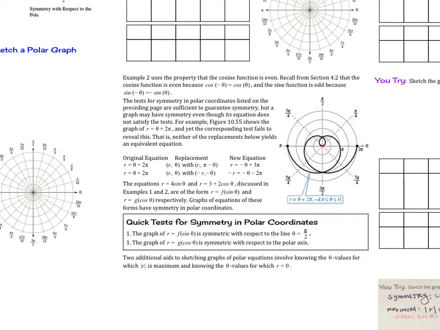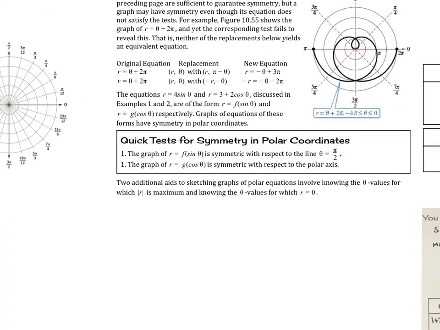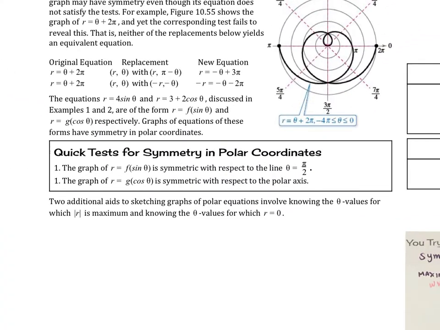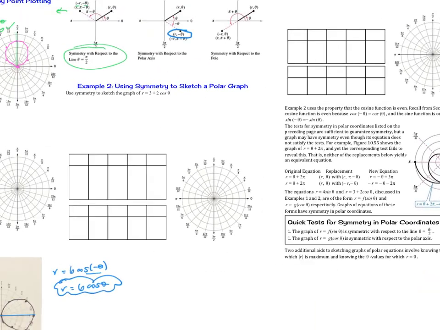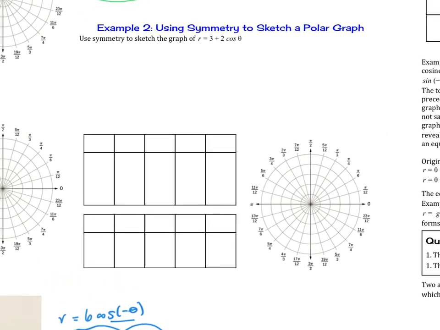Now, what I want you to notice is that the equations r equals 4 sine theta and r equals 3 plus 2 cosine theta are of the form r equals f of sine theta and r equals g of cosine theta. Graphs of these forms have symmetry in polar coordinates. For sine, it's symmetric with respect to the line theta equals pi over 2, and the graph of r as a function of cosine theta is symmetric with respect to the polar axis. That may be very helpful in figuring out where your symmetry is, so you can limit the amount of values you plug in to sketch a graph.